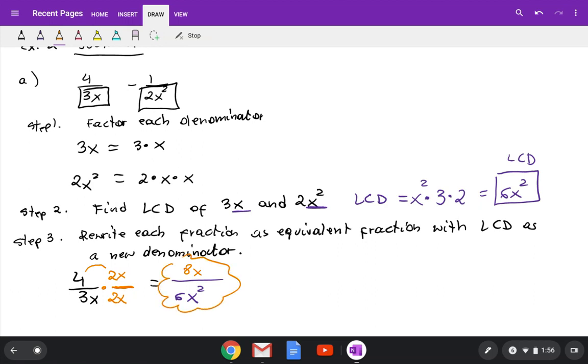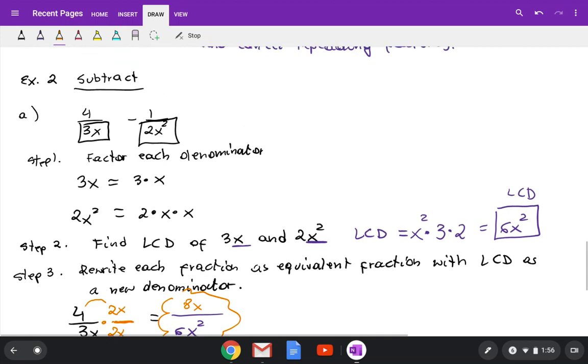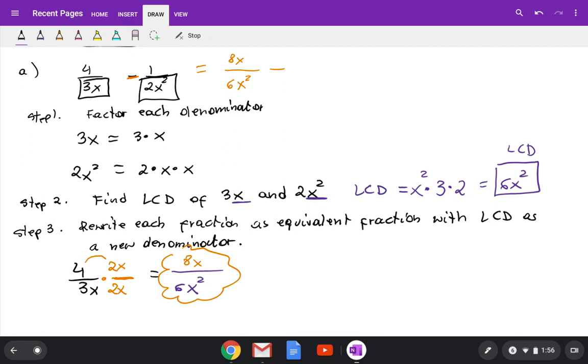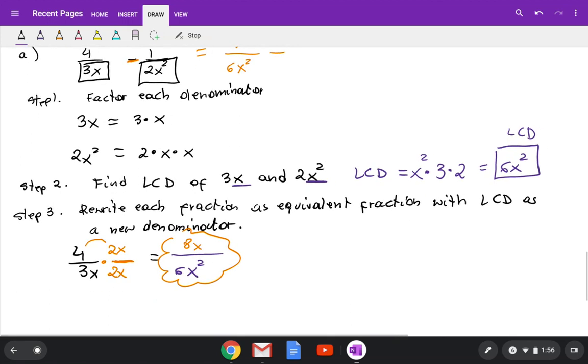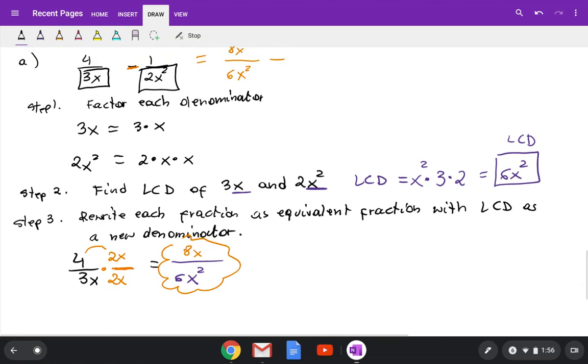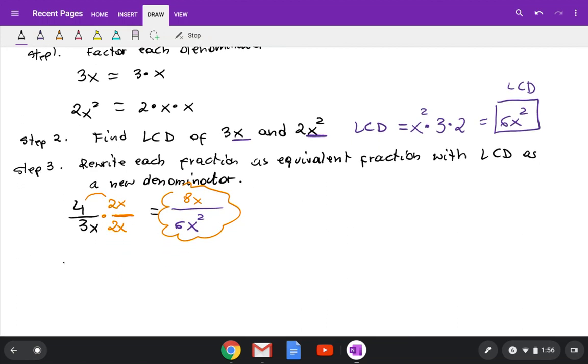Let's save that. So I will go back to original problem, and I will rewrite 4 over 3x is the same as 8x over 6x squared. Minus, I copy this minus, and I need to do exactly the same work with the second fraction. Originally, we have 1 over 2x squared.